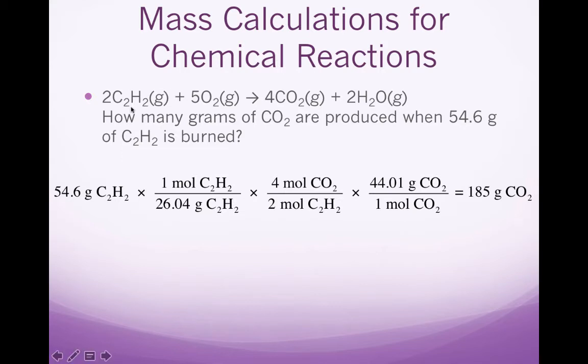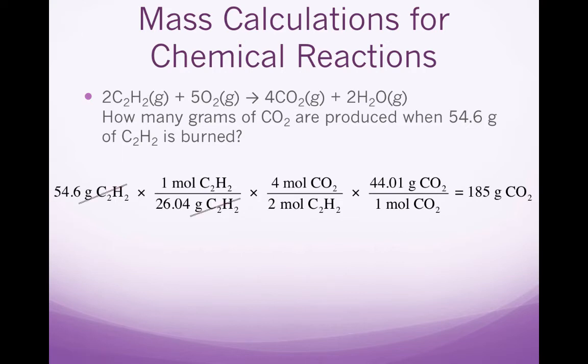So here's a chemical reaction. This is acetylene plus oxygen gas yields carbon dioxide and water. How many grams of carbon dioxide are produced when 54.6 grams of acetylene are burned? Okay, well, I start with what I know, which is 54.6 grams of acetylene. I need to get that to moles. So remember, in order to do that, I use the molar mass, which I calculate. The molar mass is 26.04 grams per 1 mole. I put grams on the bottom because that's what I want to get rid of, and moles goes on top.